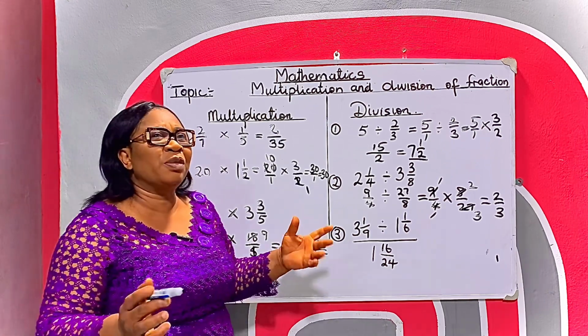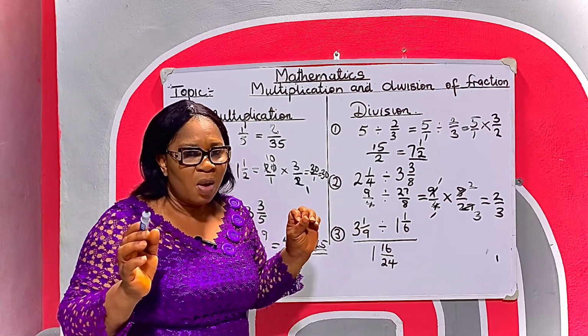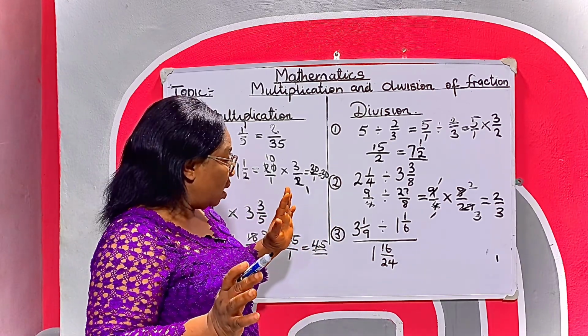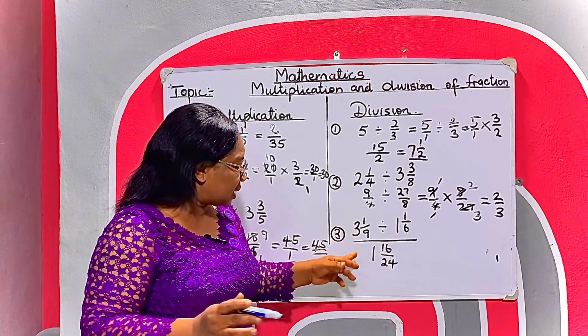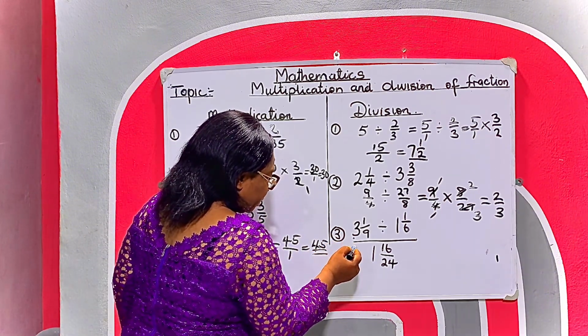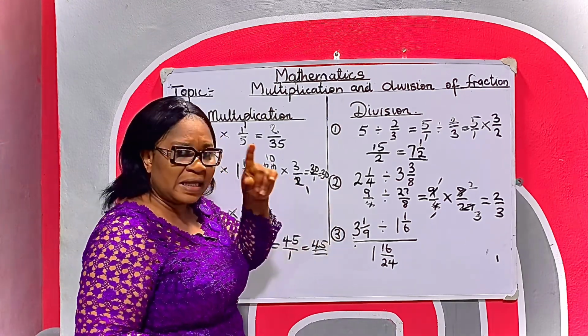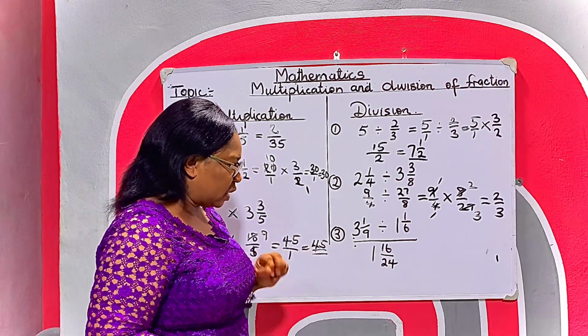This one, when some children see this type of one, they will say, I don't know what to do. This one is not difficult. You do the up one. This line is division. It's still division. So you solve this one and get the answer and use the answer to solve the down one.